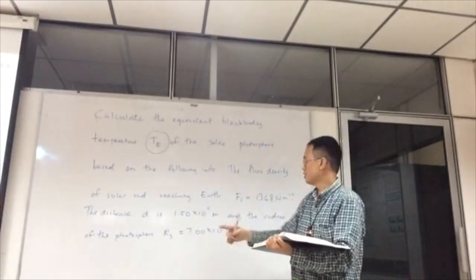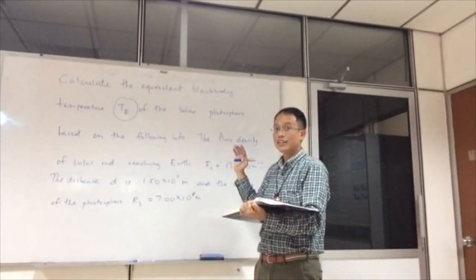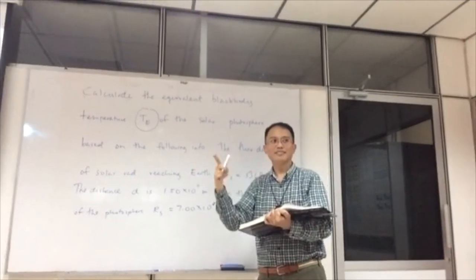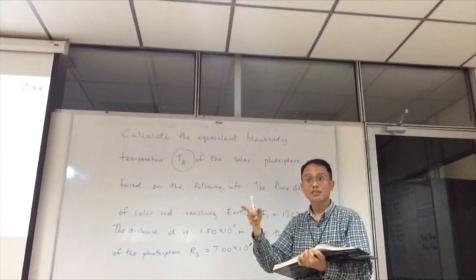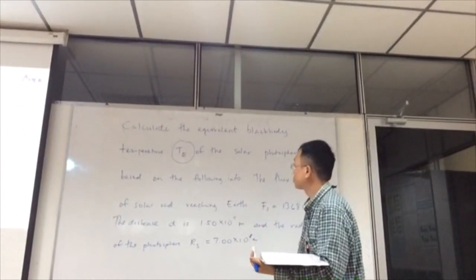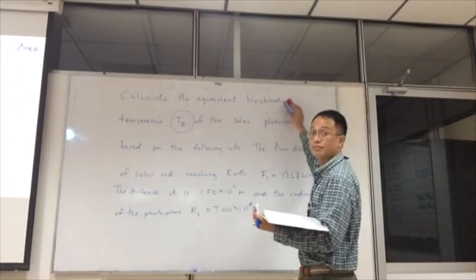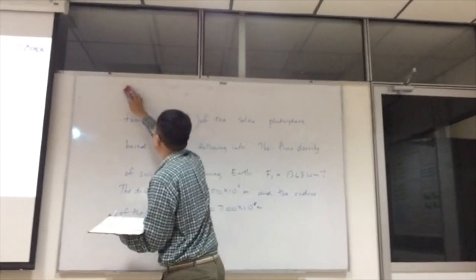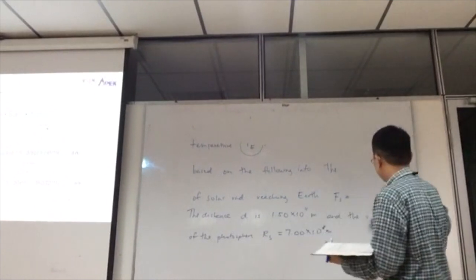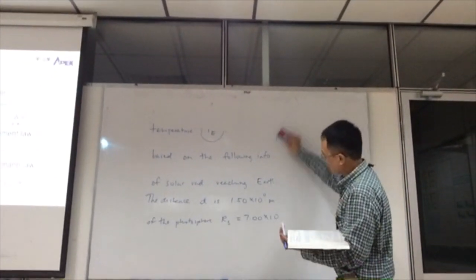So the strategy is first calculate the actual F. Once we calculate the actual F, then we back calculate T. Does that make sense? So can I rub this off? Can, right? So I have enough space to do the calculations here.